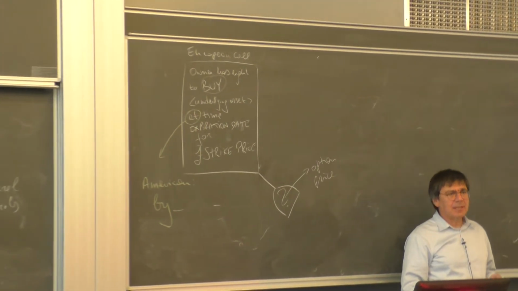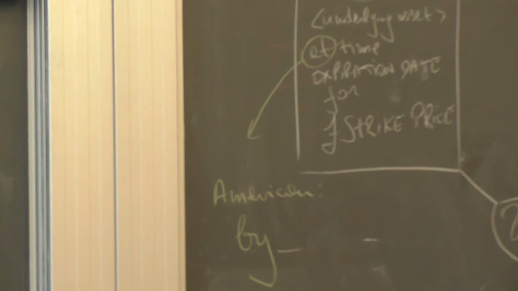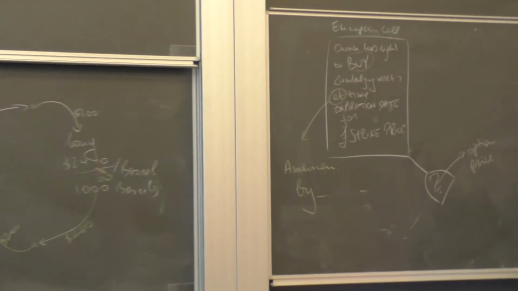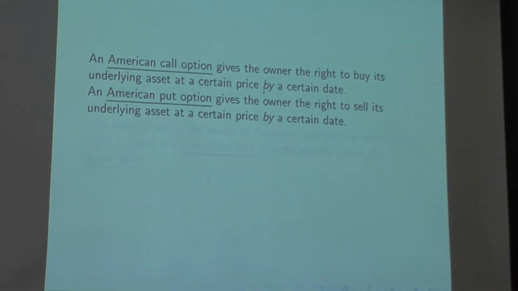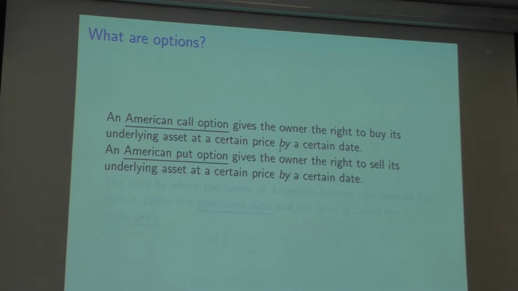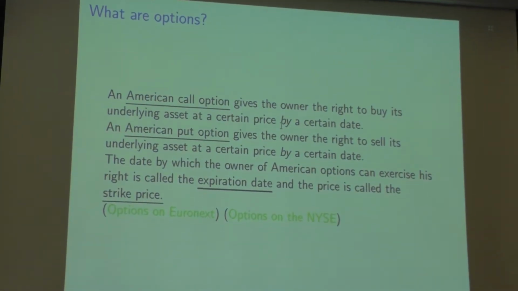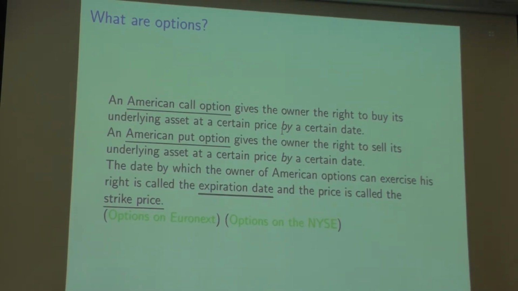Well, it's exactly the same as the European style put option, but it gives the owner the right to sell its underlying asset at a certain price, a strike price, by a certain date, between now and expiration date. And again, the time by which you can either buy or sell the stuff is the expiration date, and the price which you have the right to buy or sell for is the strike price.